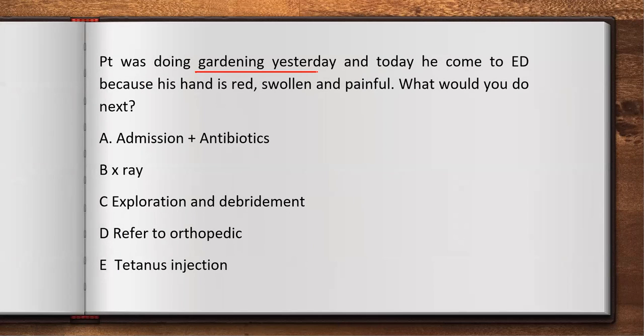Patient was doing gardening yesterday and today he came to the emergency department because his hand is red, swollen and painful. What would you do next? So the main clue is the patient was doing gardening yesterday. Now, one of his hands is red, swollen, painful. So you want to start with admission and antibiotic, X-ray, exploration debridement, refer to ortho, tetanus injection. What do you want to do?